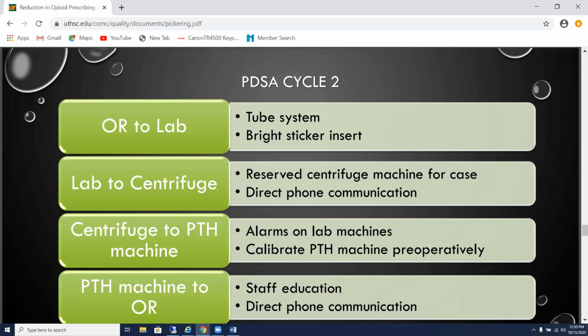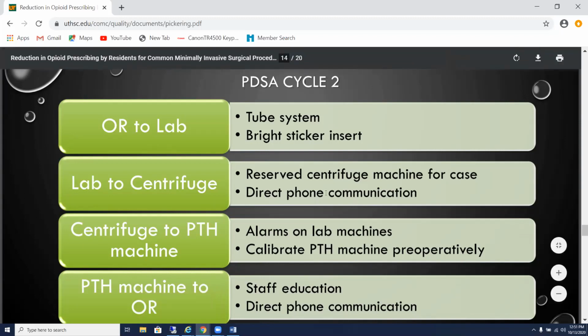And then again, the PTH machine to the operating room, staff education about the fact that the patient was under anesthesia during this whole process was very good, and it was also very good for the surgeons and the OR nurses to see from the lab's perspective different things that went on in the lab that we weren't aware of. Next slide.